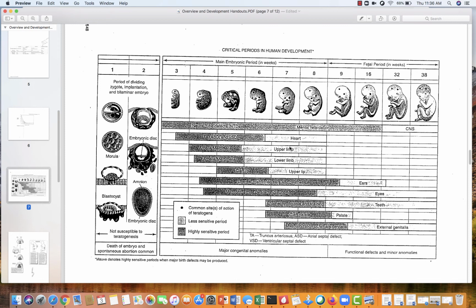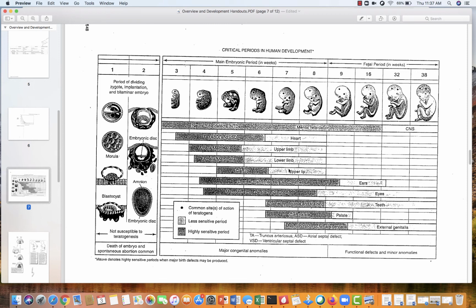Okay, so with the upper limb, here you can see really the critical period and the less critical period for development. Problems can lead to amelia, which is complete absence of the limb, or meromelia, which is only partial absence of the limb. And that can also occur with the lower limb.